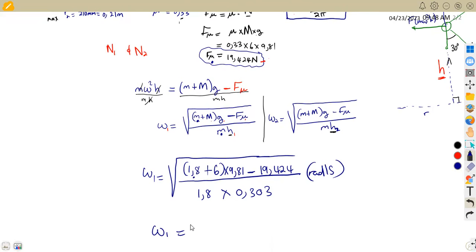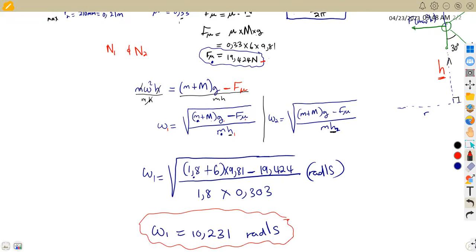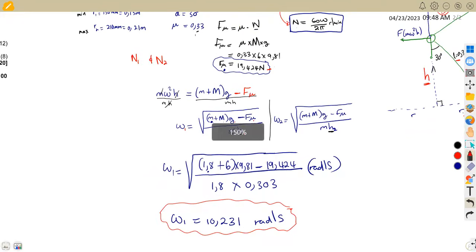So this is going to give us 10.23146 and so on, which is 10.231. That is in rad per second. So the omega that we have here in rad per second is the one that we are going to convert back to the revs, because the speed is needed in revs.